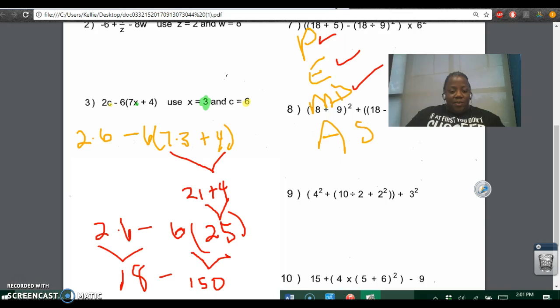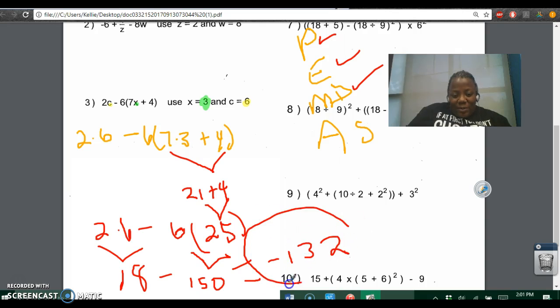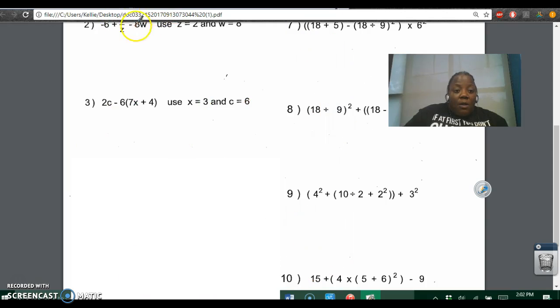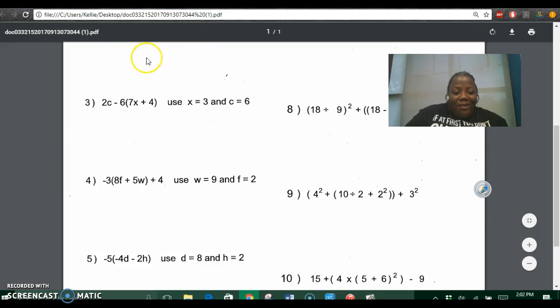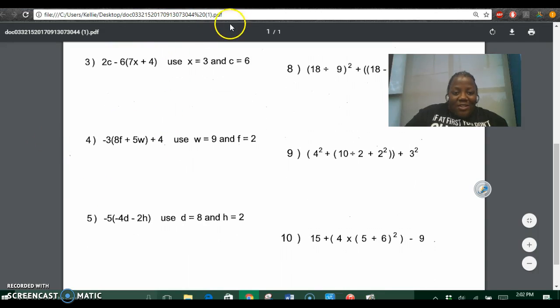Bring your sign back down in the middle. You have 18 minus 150. No problem. Okay, this will equal -132. That should be your final answer for number 3. And I'm going to keep going. Okay, we got this.